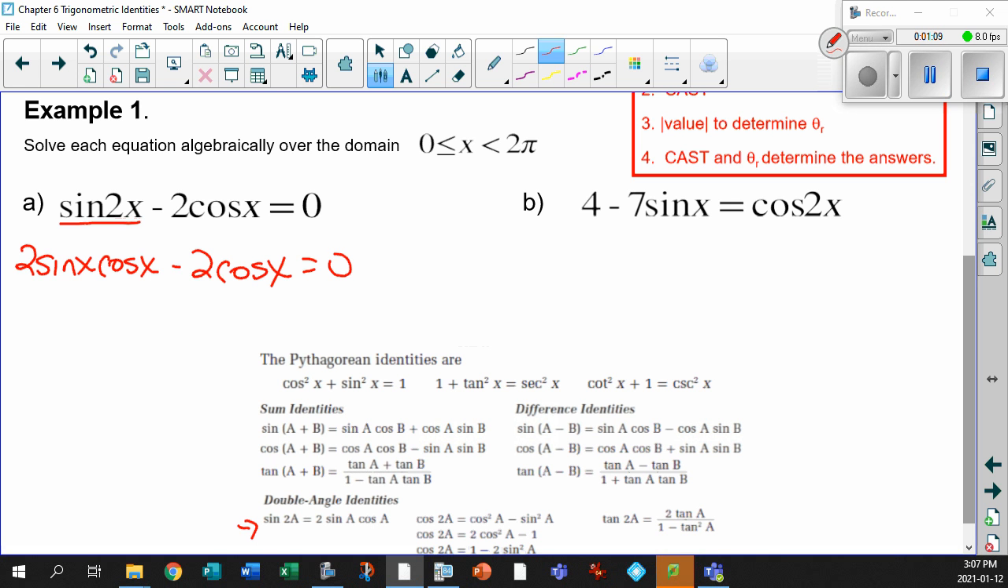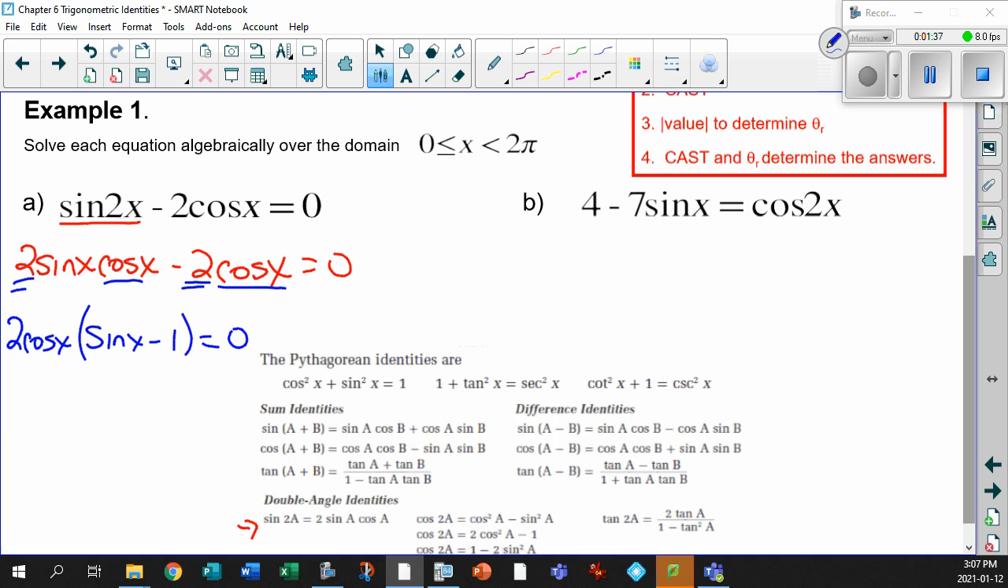This all equals 0. Look what you can do. This is going to freak you out. You've got a cos x as a common factor to both of those. You also have a 2 that's a common factor to both of those. So guess what? GCF. Take out a 2 cos x, and look what you're left with. That's leaving you with sine x minus 1.